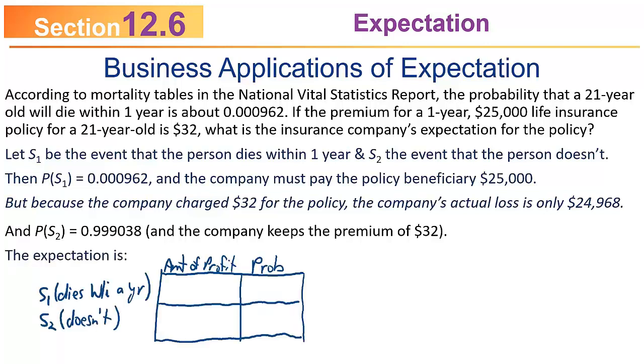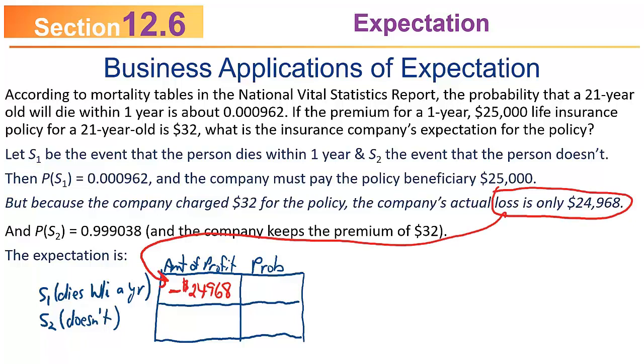In any case, you have to build a table. One row is the 21-year-old person dies within a year. The second row is that that person does not die within a year. The first column gives you the amount of profit, and we're looking at it from the company's point of view. And then the second column is the probability of that happening. So we'll start off just the same as we did for the roulette wheel problems. We look and see that the amount of profit that the company makes if that person does die within a year is actually a loss.